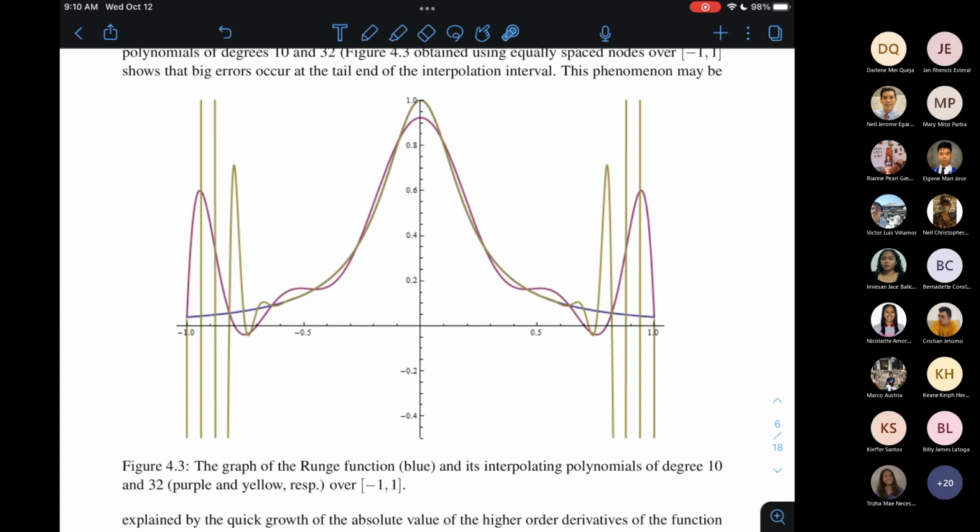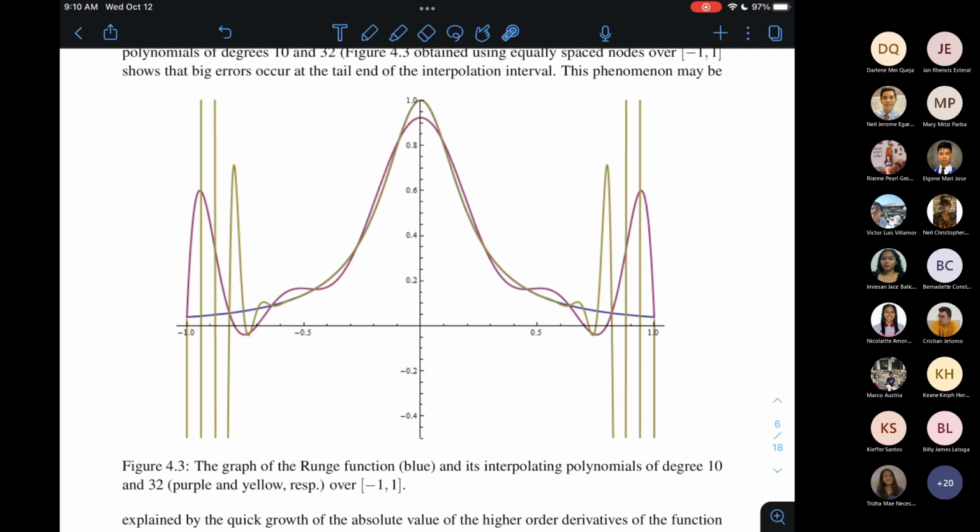Kasi nga, pag lumaki yung degree, pag dumami yung number of points na pinili mo, magi-intersect mas madalas yung function f at saka yung AIP niya. Pero the high degree of the AIP will or may cause very fast and high oscillations, and that's what we call the wiggling effect o yung Runge phenomenon.